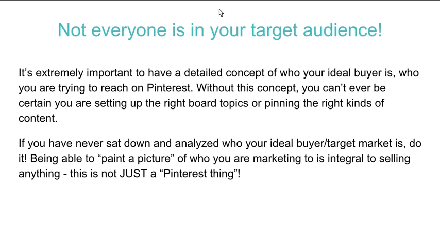Okay, so first, it's important to realize that not everybody is in your target audience. It's really, really important to have a detailed concept of who your ideal buyer is, so that you know who you're trying to reach on Pinterest. If you don't know who your ideal buyer is, you can't really be certain that you're setting up the right board topics or pinning the right kinds of content, because then you're just pinning for this arbitrary person. You need to be pinning for a specific model of who you are trying to reach. And yes, there are going to be variations on that person, but we need a general idea of who's going to buy your products. Who are you marketing to?